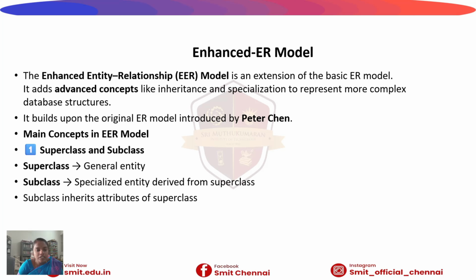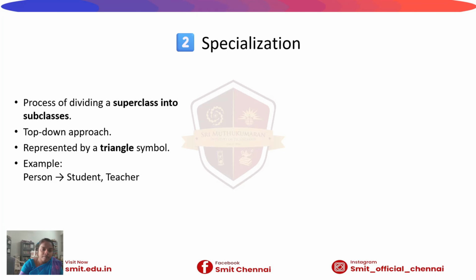First, we are going to see about the superclass and subclasses. The superclass is a general entity. A subclass is a specialized entity derived from the superclass. A subclass inherits attributes of the superclass. This defines the subclass. And then specialization is the process of dividing a superclass into subclasses. In specialization, we use the top-down approach. It is represented by the triangle symbol. For example, a person can be represented as a student or else as a teacher.